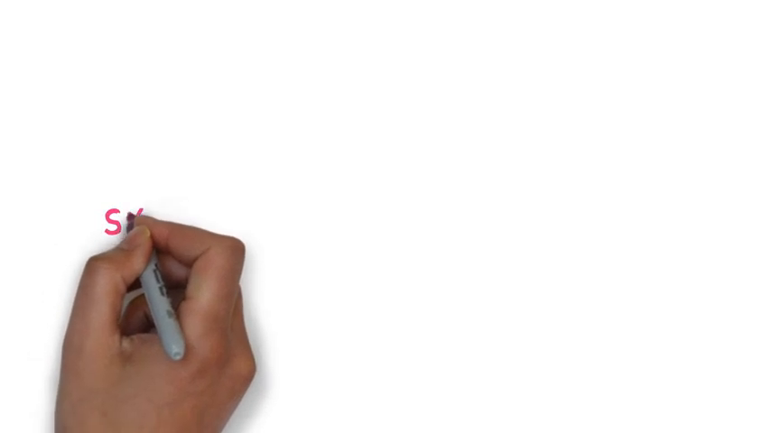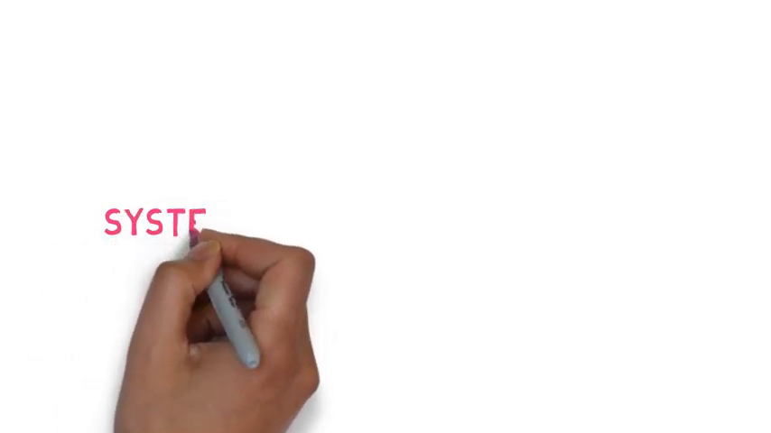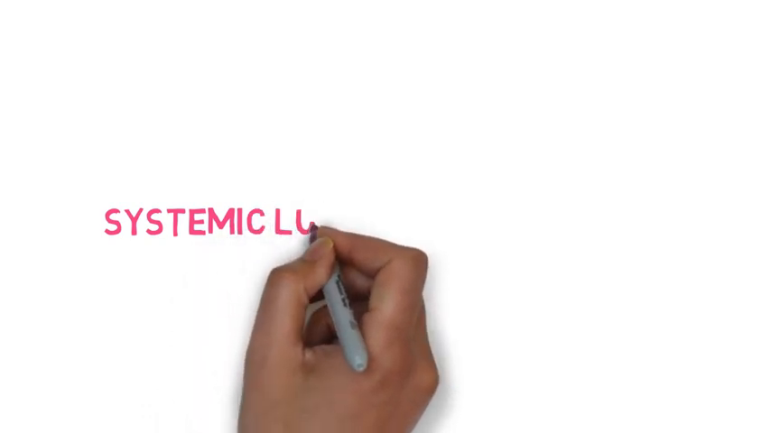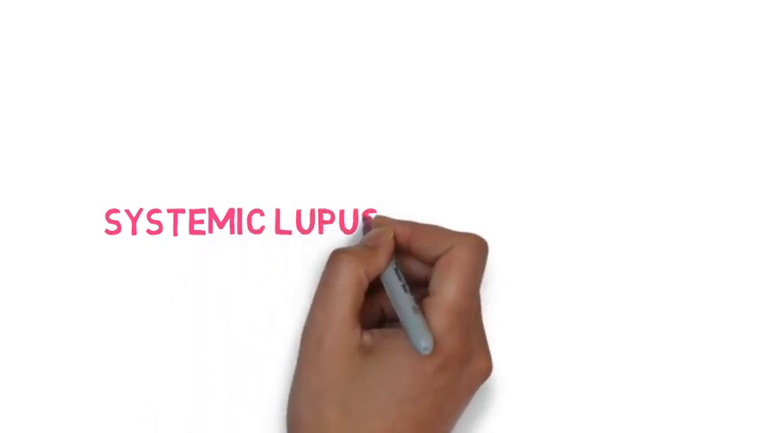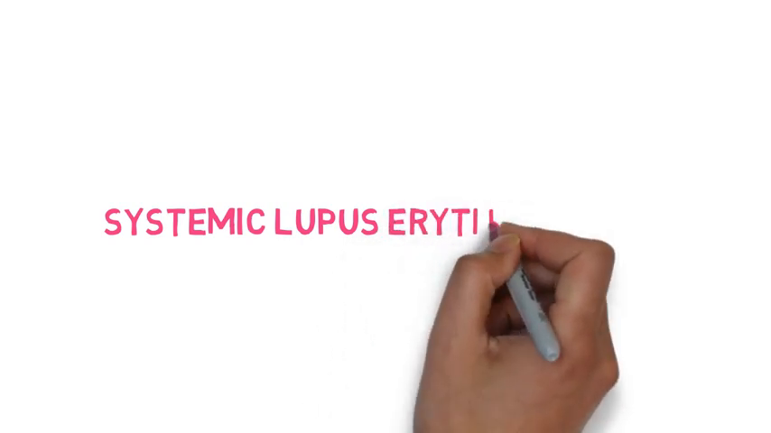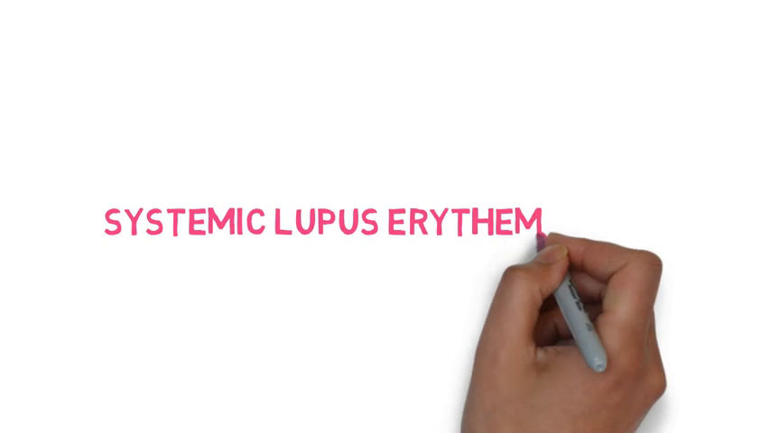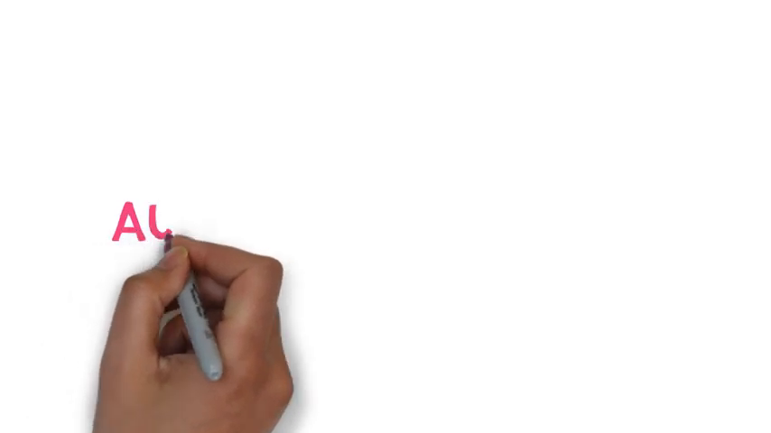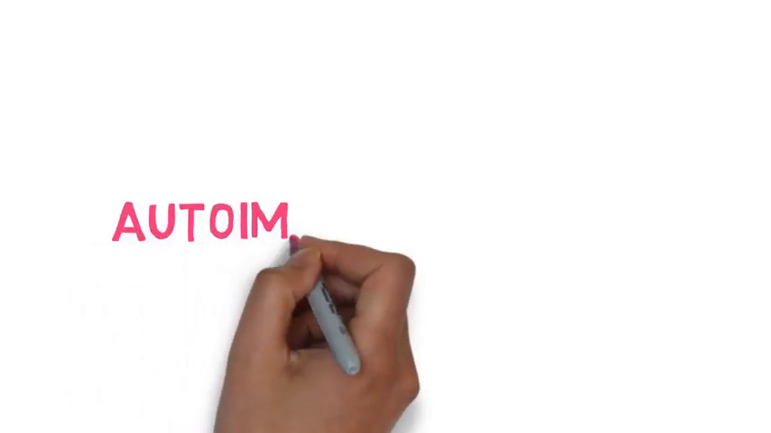Hello, today I'm going to talk about lupus. What is lupus? Well, systemic lupus erythematosus is an autoimmune disorder. The erythematosus refers to the malar rash that extends across the cheeks and the bridge of the nose.